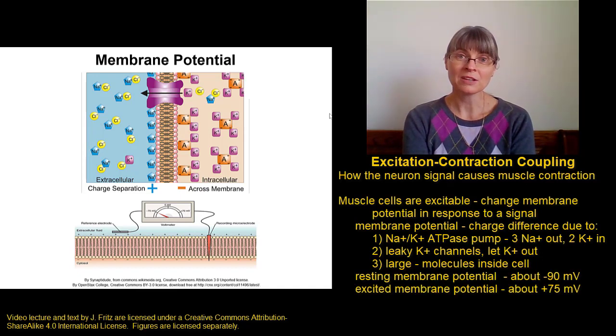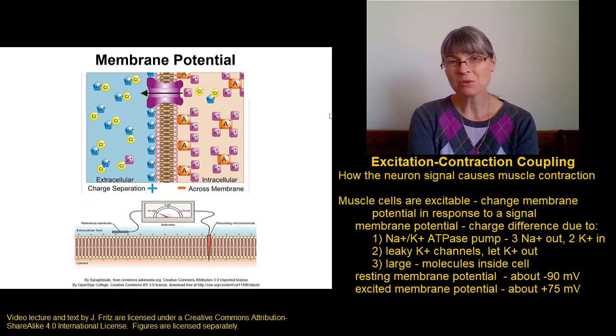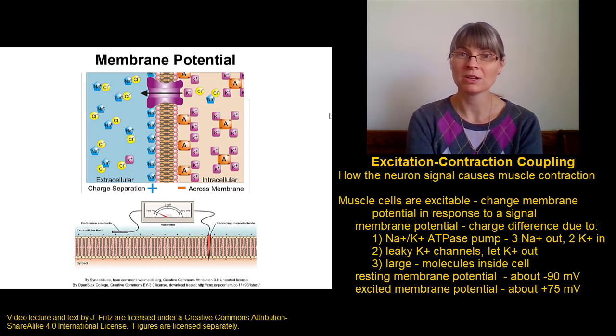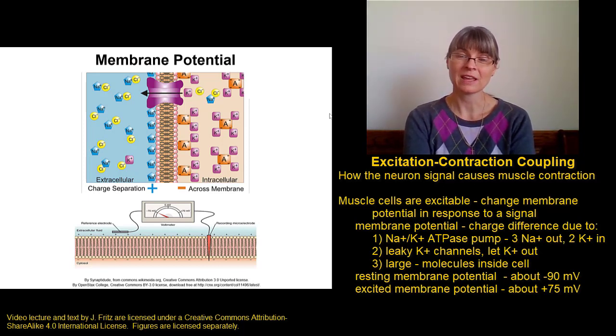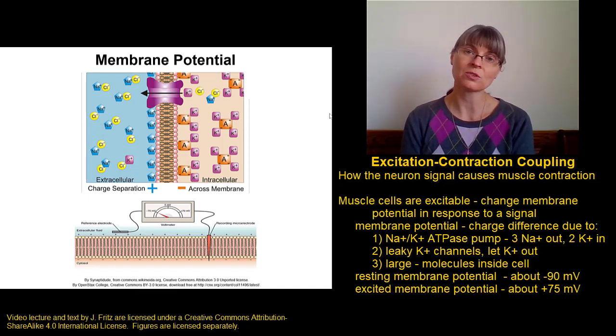The membrane potential, or the charge, of a resting muscle cell is about negative 90 millivolts. So that's a fairly negative charge. When a muscle cell gets a signal from a neuron, that changes the membrane potential of the cell. That's what we call exciting that muscle cell. Let's take a closer look at the structure where this is going to happen.